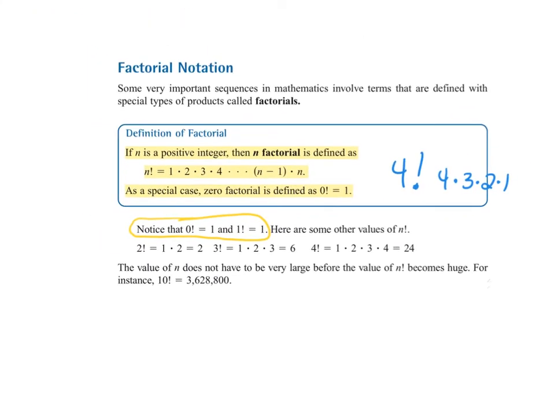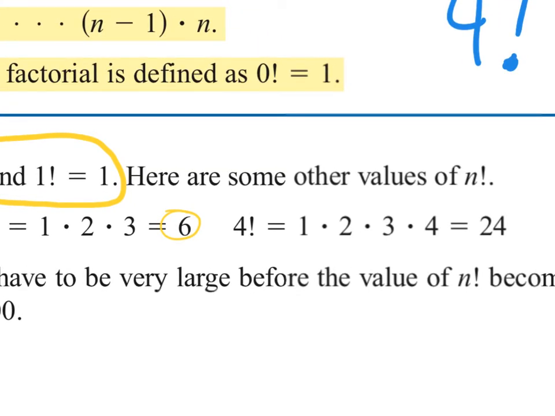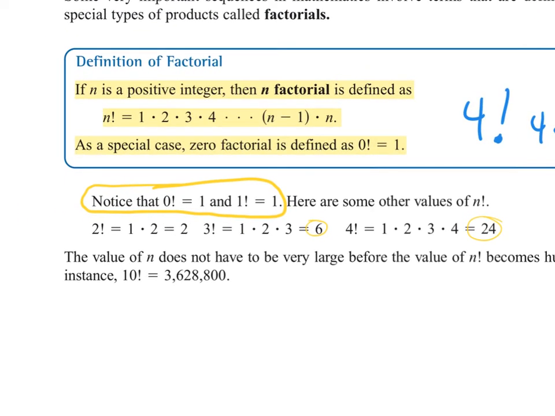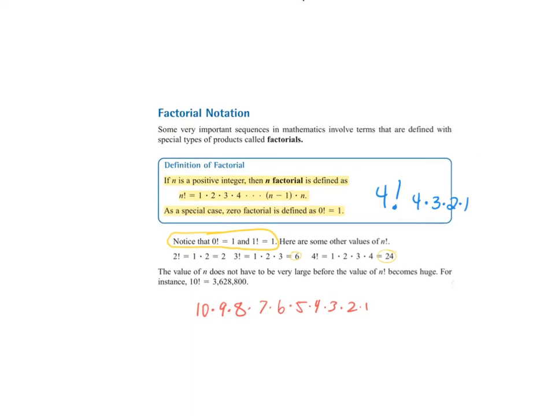Now, if you look here, when I talk about the values, 3 factorial is just 3 times 2 times 1. That's where we get 6 from. 4 factorial is 4 times 3 times 2 times 1. That's 24. 10 factorial, look, it says right here, the value of n does not have to be very large before it becomes big. 10 factorial means you're multiplying 10 times 9 times 8 times 7 times 6 times 5 times 4 times 3 times 2 times 1. Now there is a button in your calculator that you can just hit 10 and then put the exclamation point and it'll do it for you. If you don't have your calculator, you can do this with a for function. You just have to write them all down. Everybody okay with that? Okay.